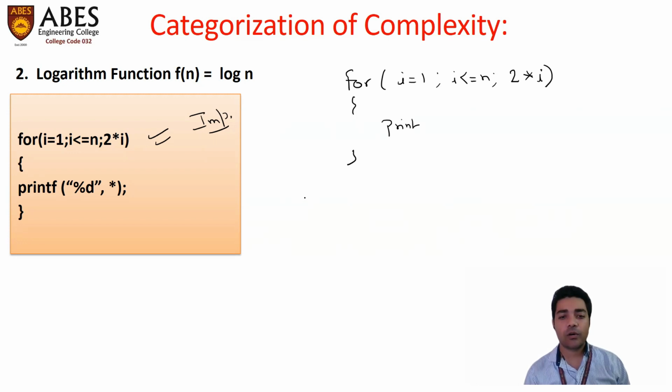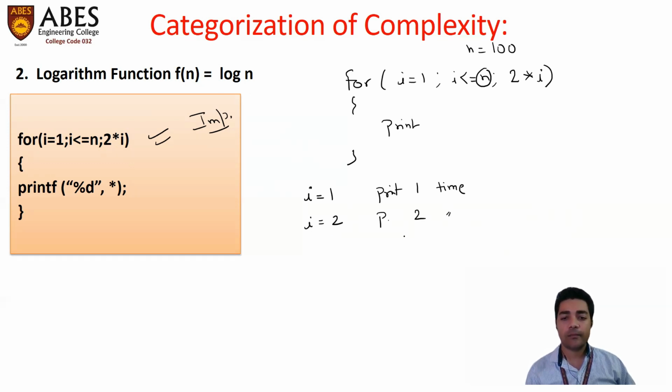Okay, so when i is 1, we are definitely going to print one time. Now what will be the value of i? Now i will become 2. We have not assigned anything to n here, so let's just assign n equal to 100. So i is equal to 2, and 2 is less than 100, so again it is going to print the second time.